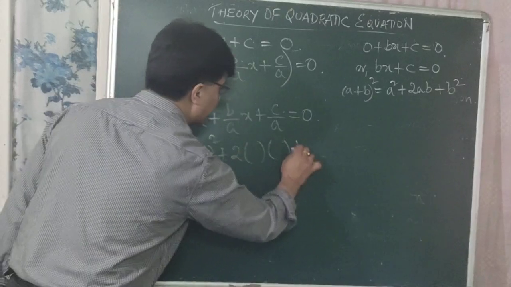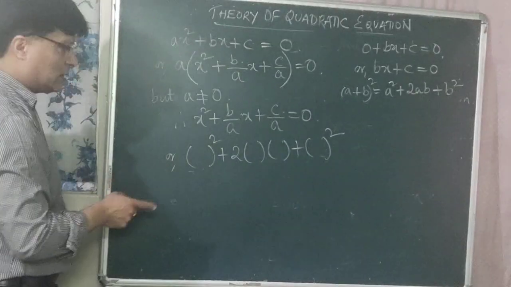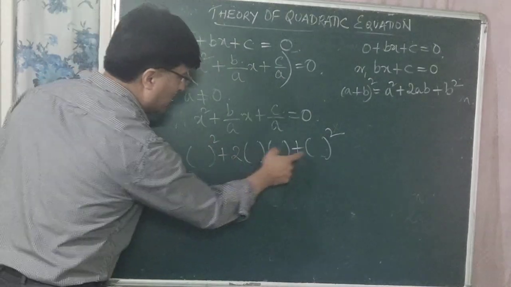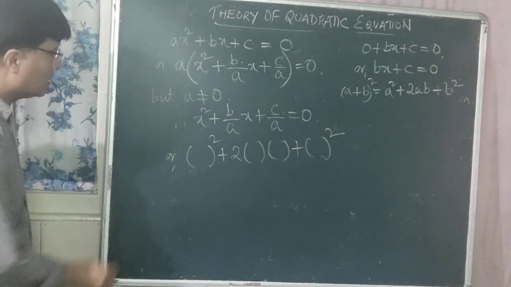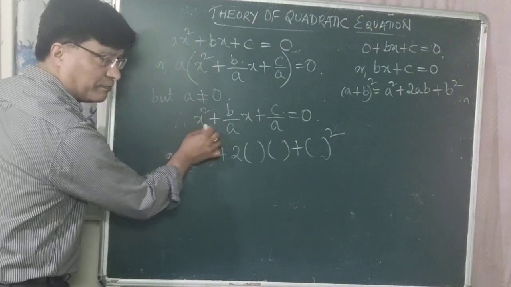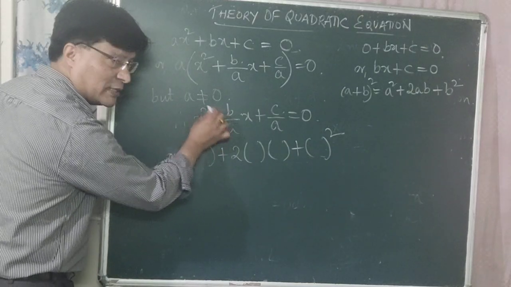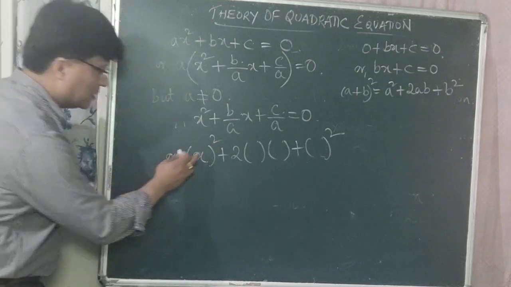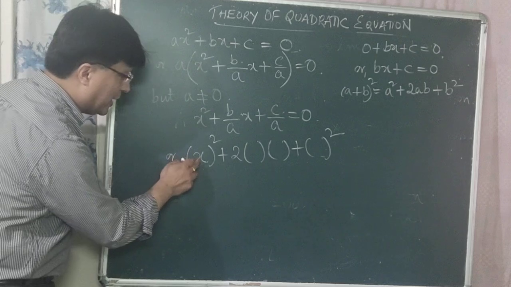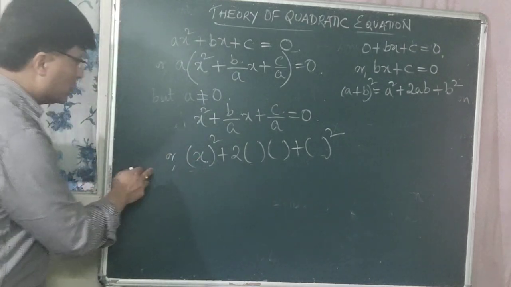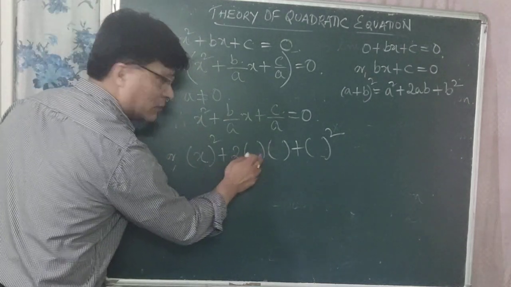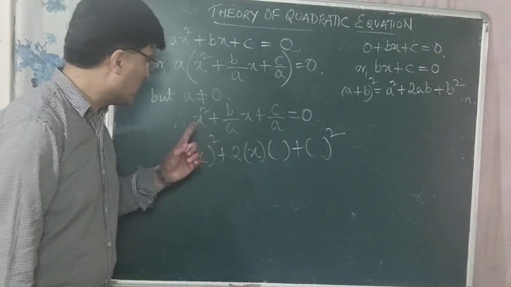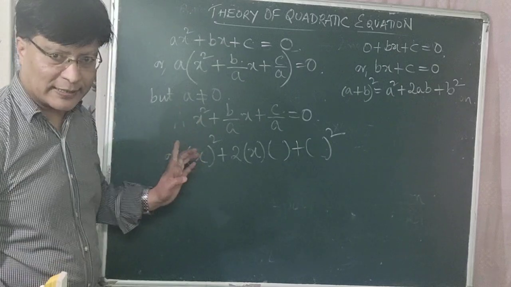Now let us write down only the brackets. That is, it is a whole square plus twice ab plus b whole square. Since x square is already there, so square is already there. So what should you write here? x. This is the place for a. So here the value of a is x. That means you can write here x. Now x whole square is x square, that is correct.